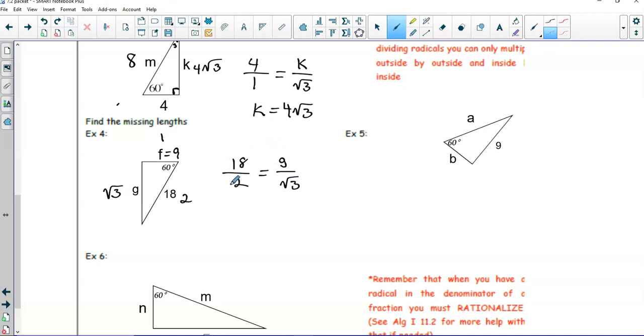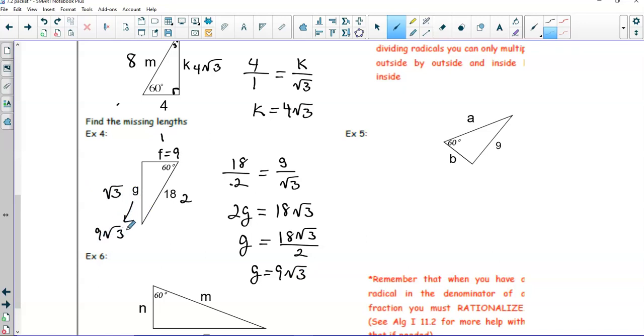Okay, so we have 2 times g is 2g. And then 18 times the square root of 3 is 18 square root of 3. Divide by 2 on both sides, so that g equals 18 square root of 3 divided by 2. Notice that 18 divided by 2 is 9, so g is 9 square root of 3. And that's what g is. So either method works, guys. Let's do another one.